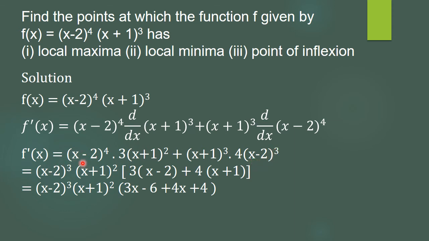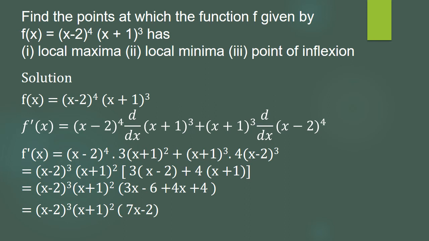Now we take (x minus 2) raised to 3 common, as well as (x plus 1) square common. Taking these two values common, what we get from here is (x minus 2) cube (x plus 1) whole square times [3(x minus 2) plus 4(x plus 1)], that is 3x minus 6 plus 4x plus 4. So we get f dash of x is equal to (x minus 2) whole cube (x plus 1) whole square into (7x minus 2).